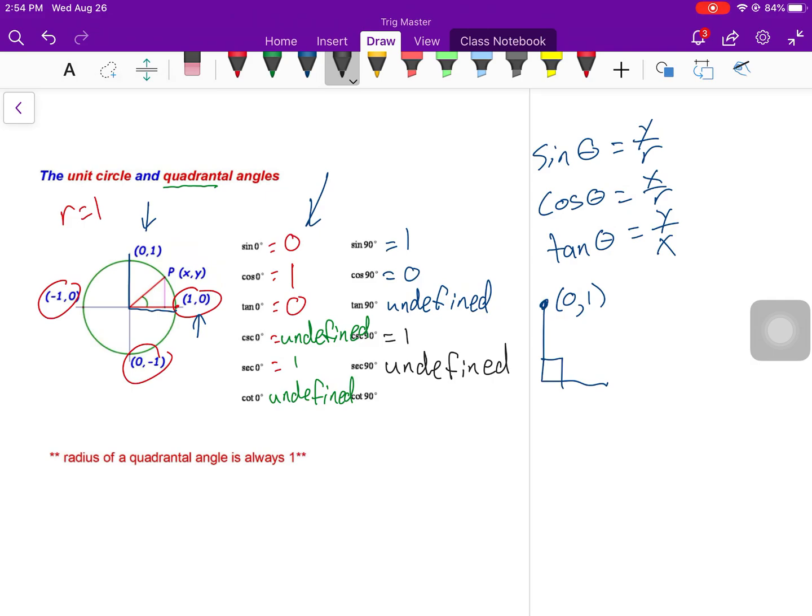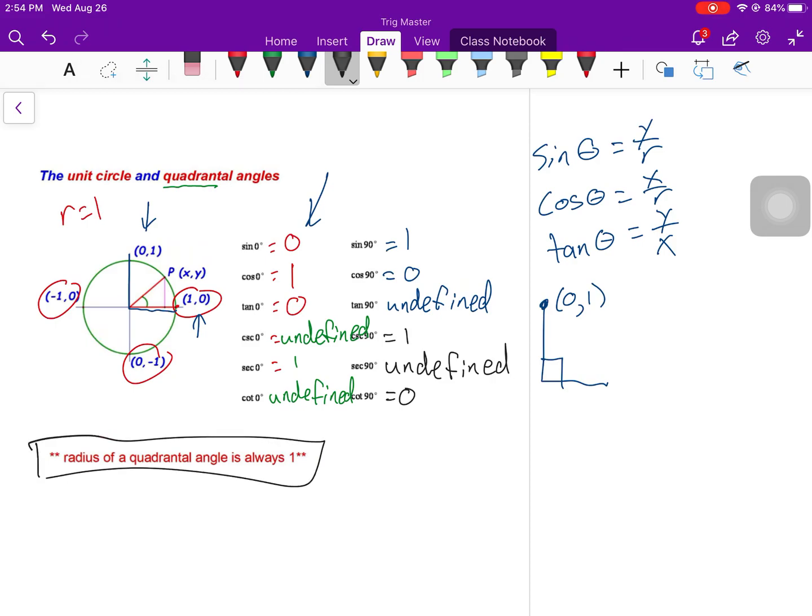Now cotangent, we have to think a little bit because I can't just take undefined and take the reciprocal of it. There's not a reciprocal of a word. So I got to think about this piece over here. The reciprocal of tangent, so to get cotangent, would be x over y. X is 0, y is 1. So the cotangent of 90 degrees is 0.